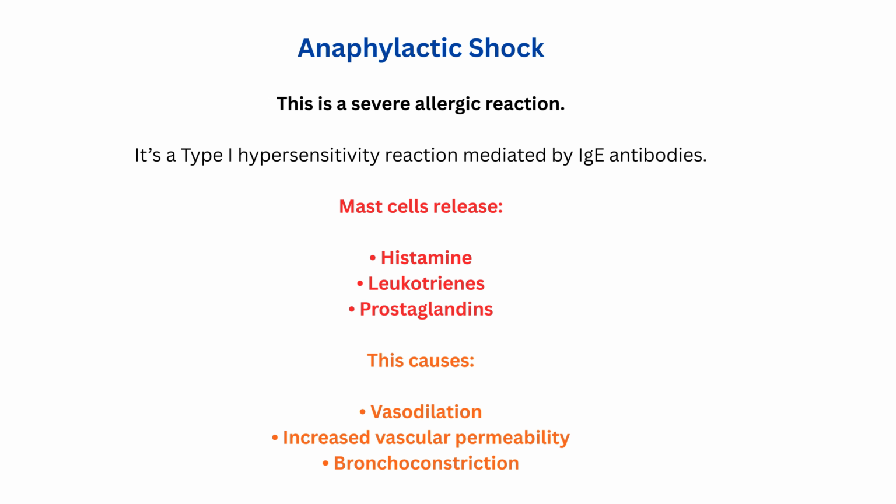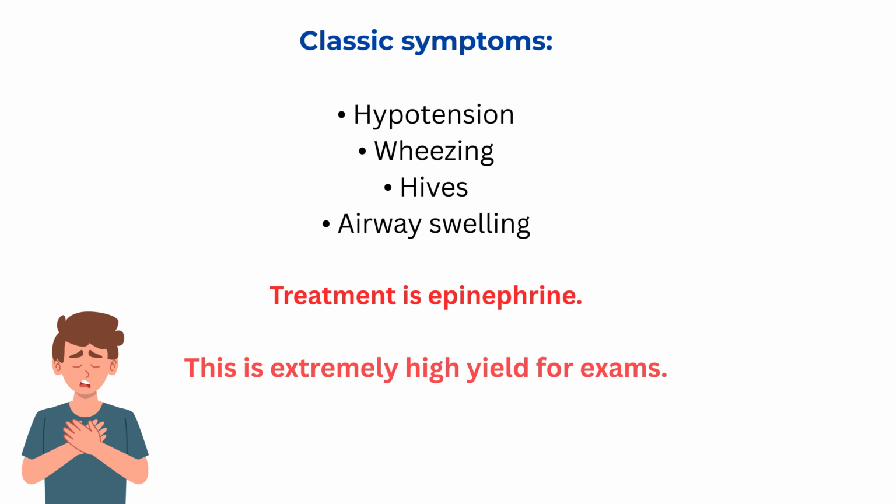Anaphylactic shock. This is a severe allergic reaction. It's a type 1 hypersensitivity reaction mediated by IgE antibodies. Mast cells release histamine, leukotrienes, prostaglandins. This causes vasodilation, increased vascular permeability, bronchoconstriction. Classic symptoms: hypotension, wheezing, hives, airway swelling. Treatment is epinephrine. This is extremely high yield for exams.